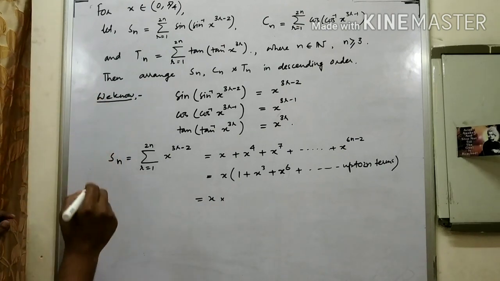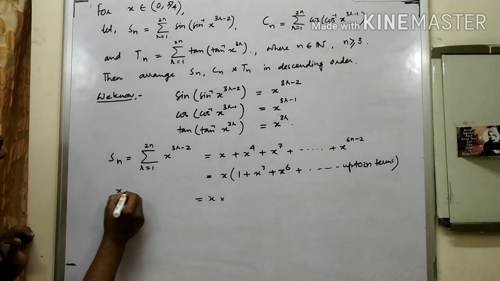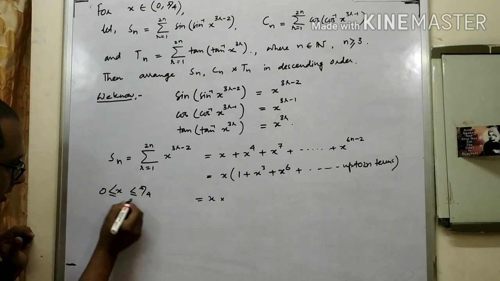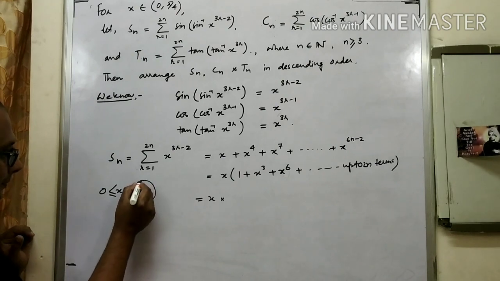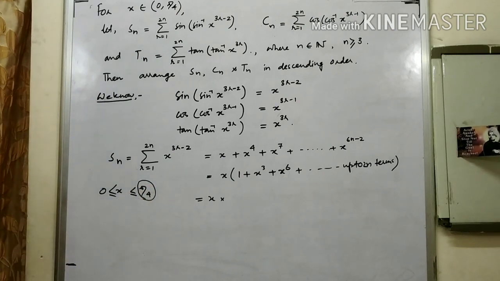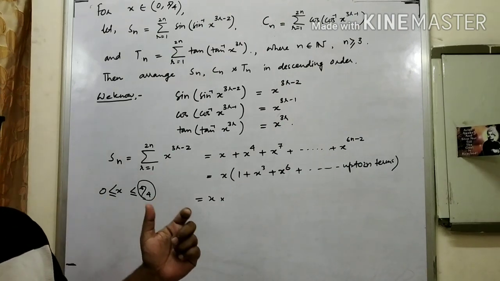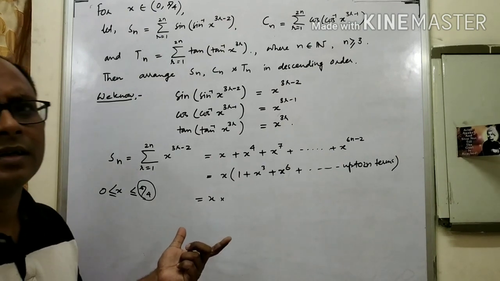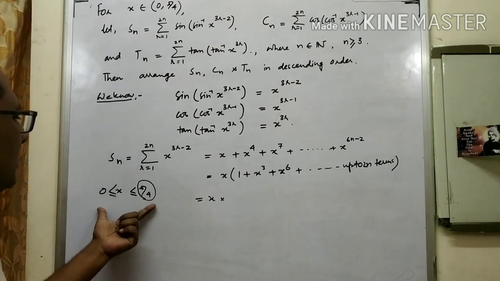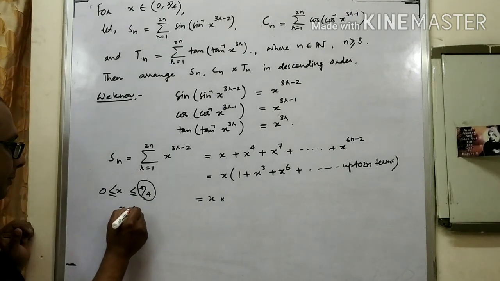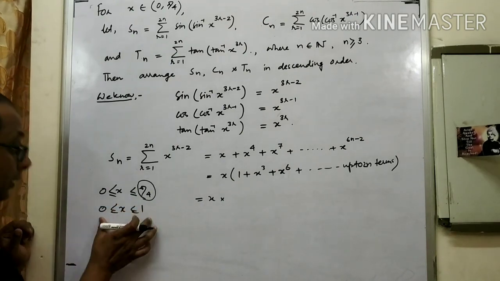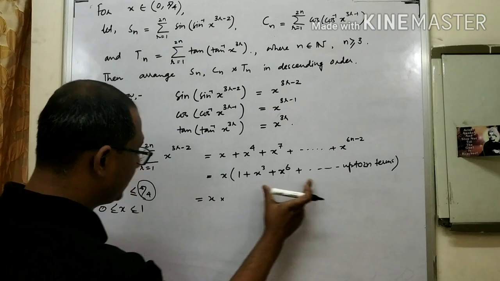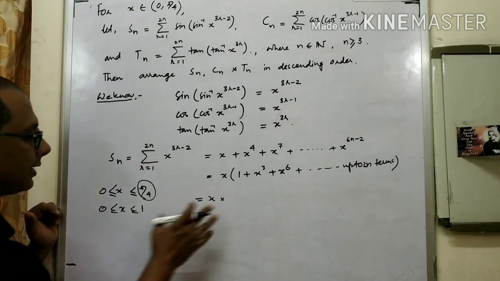Now x is lying between 0 to pi by 4. It is given that x is lying between 0 to pi by 4. Please pay attention here. Pi by 2 is 1.58, so pi by 4 will be half of that, 0.79 or something. So definitely it is less than 1. Means x is lying between 0 to 1. Basically it is less than 1. So we are applying the formula for GP, so we need to know where x is lying, right? So x is less than 1.